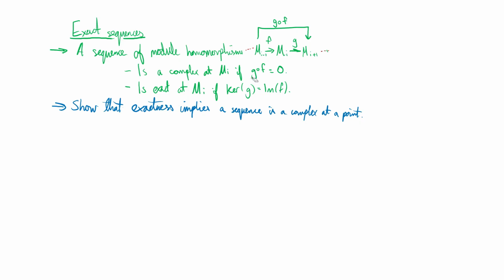A sequence is a complex at a particular point if doing F and then doing G, which is this circle thing, called composition, gives you the 0 map from M_{i-1} to M_{i+1}. And it's exact if the kernel of this is equal to the image of this.